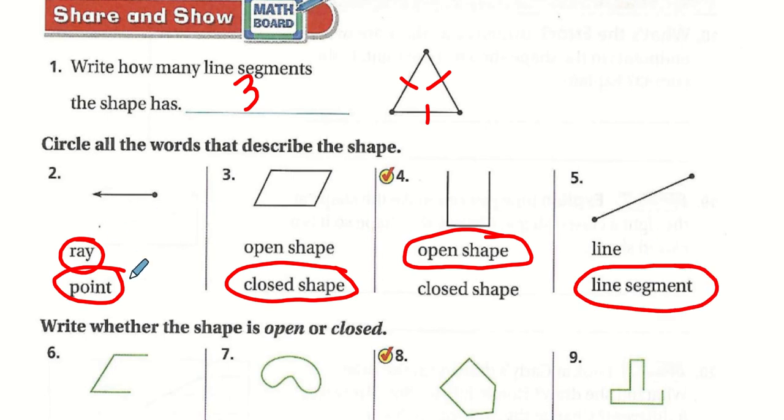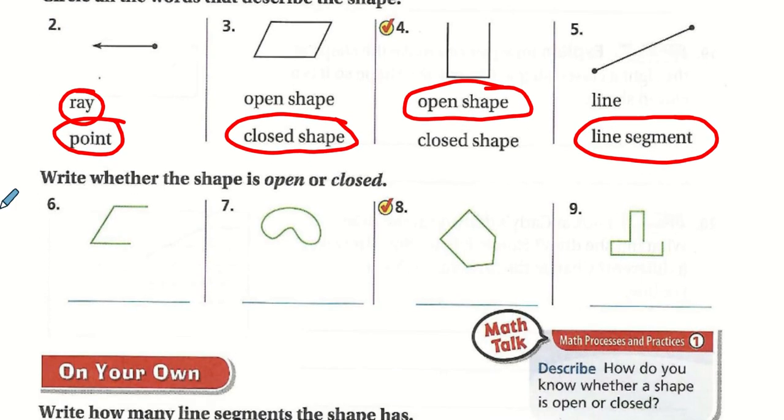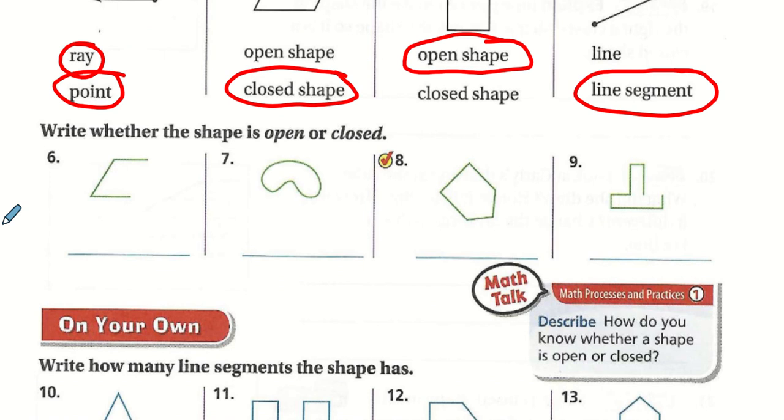Okay, so number 2, you should have both of them, but the other 3 just had one that named the shape. Make sure you have the right one circled.